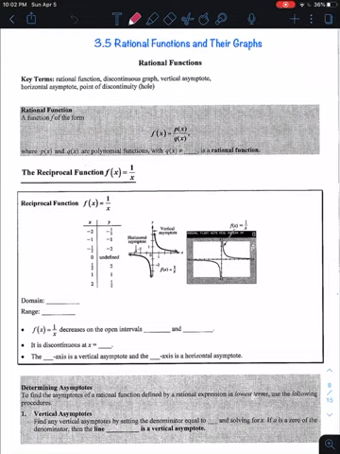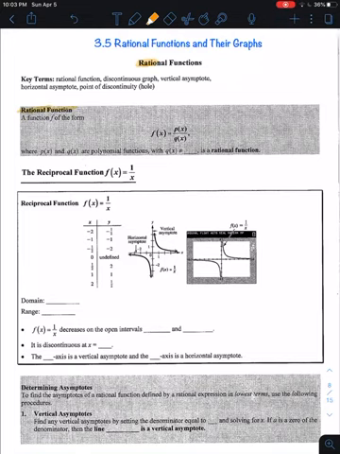Okay, Miss Teasley here. Today we're talking about rational functions and their graphs. Remember when you see the word rational, because you'll see that word come up a lot in this class. When you think about rational, think about the word ratio. And how do we write ratios in math? Well, you can write them as a fraction.